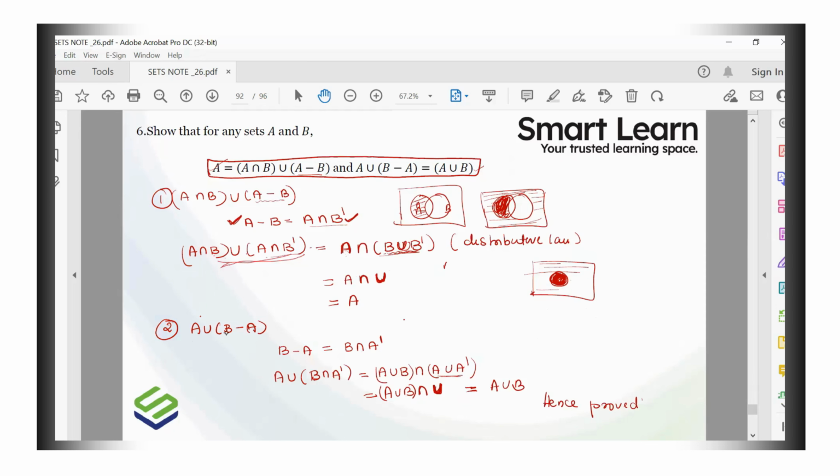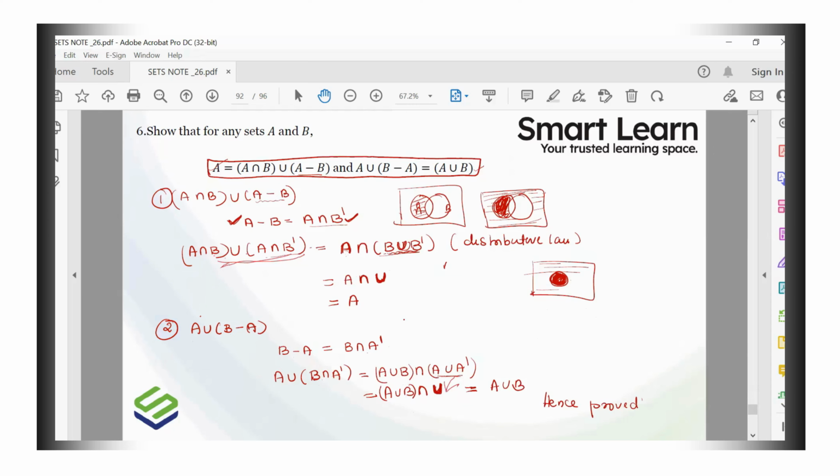Now, A union B minus A. That is, B minus A is what? B intersection A complement. Then A union, here we will apply the distributive property. So, A union B intersection A union A complement. This is universal set. Na? Then A union B intersection universal set. That is A union B only.